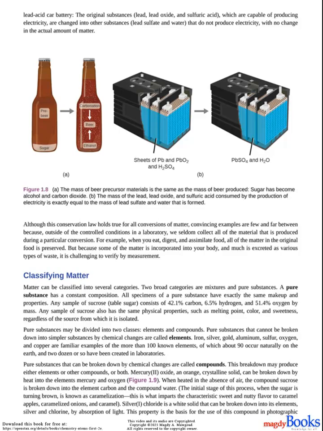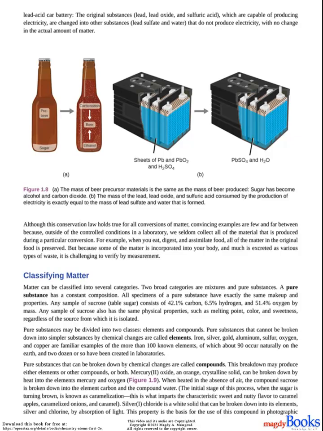Figure 1.8. A. Pre-beer. Sugar. Carbonation. Ethanol. Beer. B. Sheets of Pb and PbO2, and H2SO4. PbSO4 and H2O. Figure 1.8. A. The mass of beer precursor materials is the same as the mass of beer produced. Sugar has become alcohol and carbon dioxide. B. The mass of the lead, lead oxide, and sulfuric acid consumed by the production of electricity is exactly equal to the mass of lead sulfate and water that is formed.